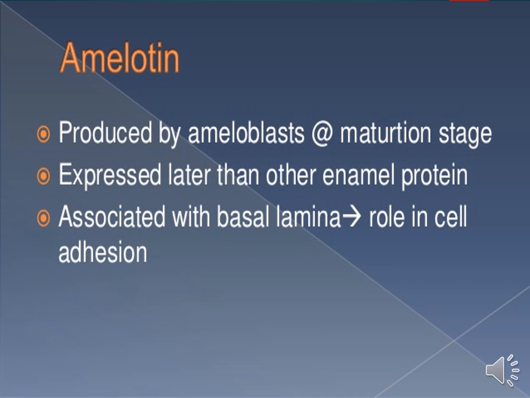Amelotin is another protein which is secreted mainly during the maturative stage of amelogenesis. So this is expressed later than the other enamel proteins, mainly associated with the basal lamina or the basement membrane. The main role noted is that it helps in cell adhesion. So these are the various enamel proteins and their functions.